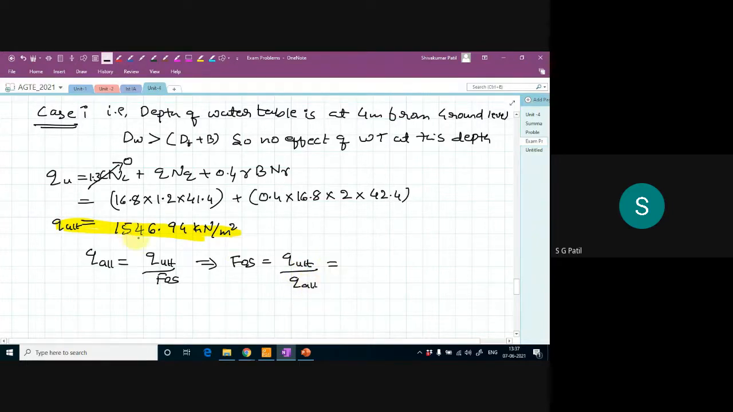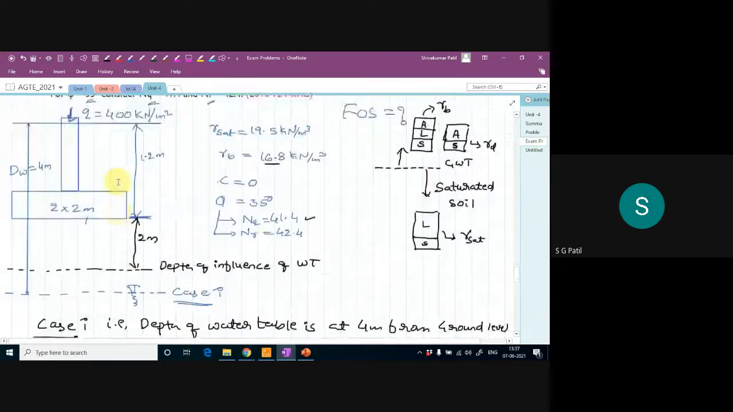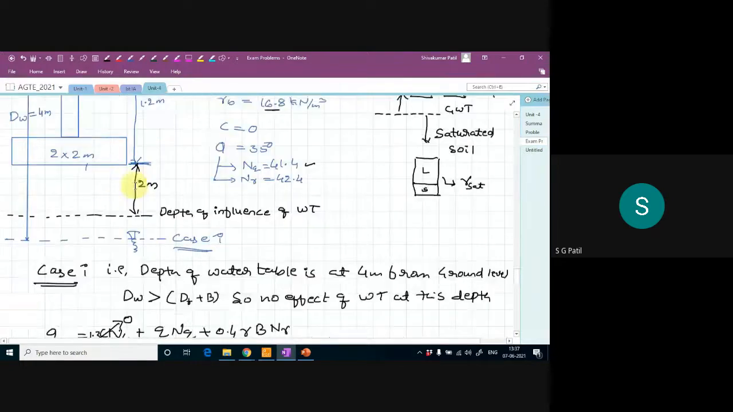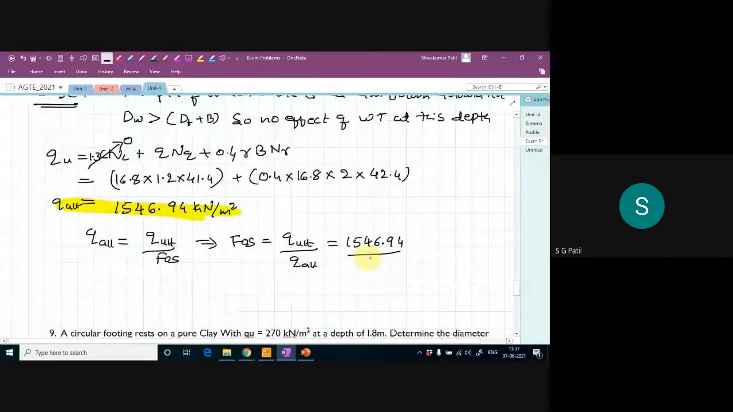What is the ultimate load here? 1546.94 divided by Q allowable. What is the Q allowable? They given in the problem: 400 kilonewton per meter square. So calculate how much factor of safety you are getting. 3.86, or 3.87. So this is my case number 1. This much factor of safety you are getting in case 1.